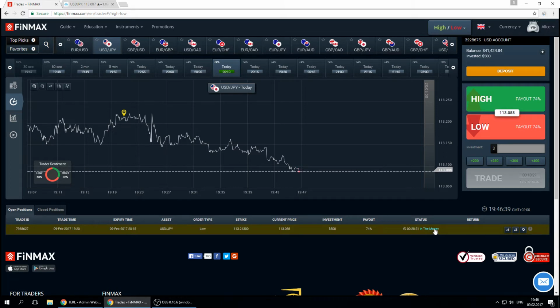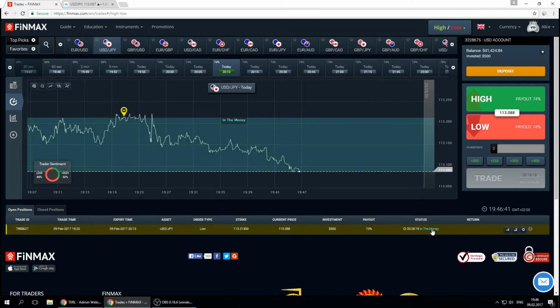We have 3 different statuses. In the money, that means profit. Out of money, it means that the trade is going to expire in a loss. And at the money, it means that the strike price and current price are the same. So basically that's not good, not bad.